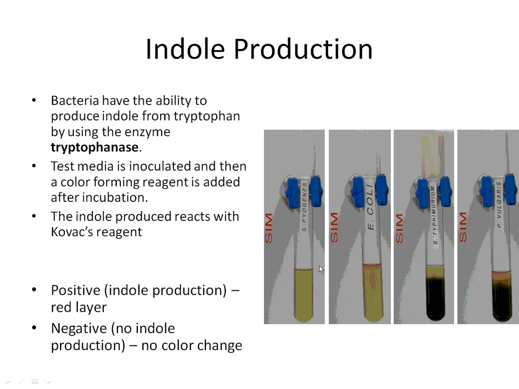The indole production occurs only if a bacteria contains the enzyme tryptophanase. Tryptophan is an amino acid found in many proteins. Some bacteria have the ability to break down this amino acid as a form of nutrition. The bacteria that can break down the tryptophan produce a chemical called indole. Indole itself is a clear liquid.